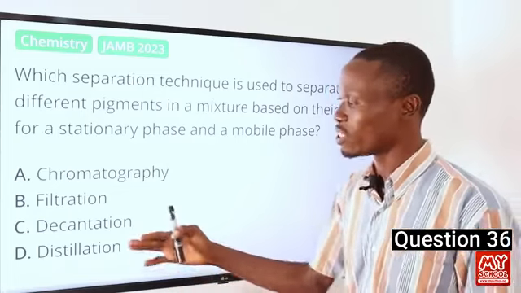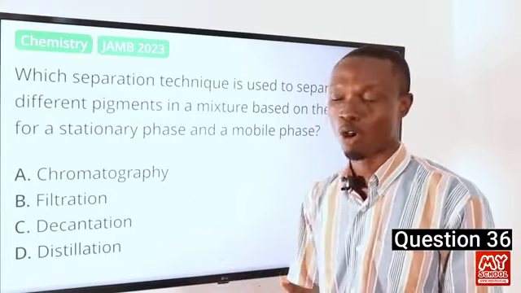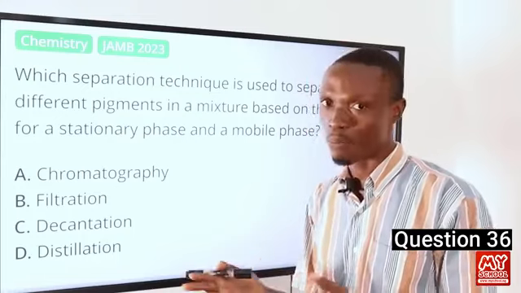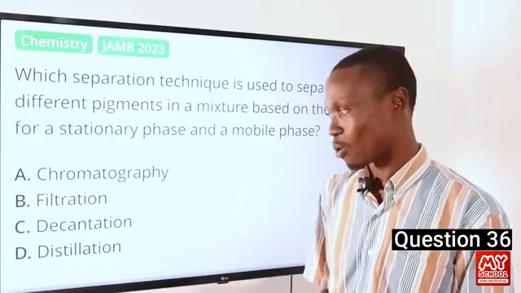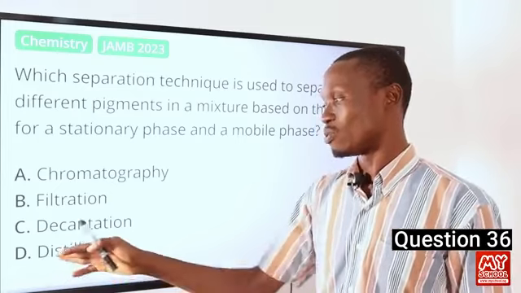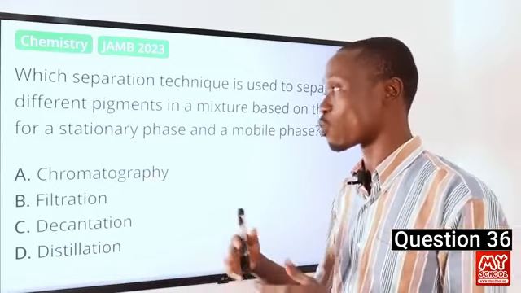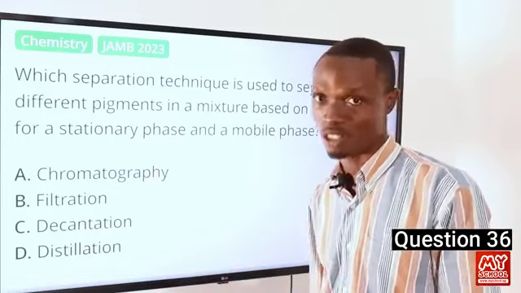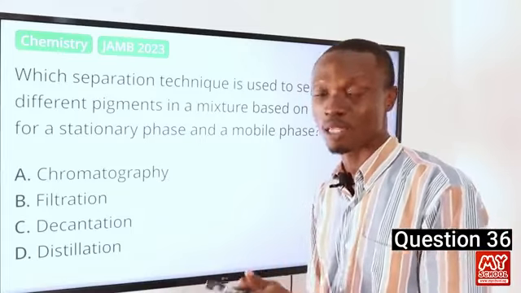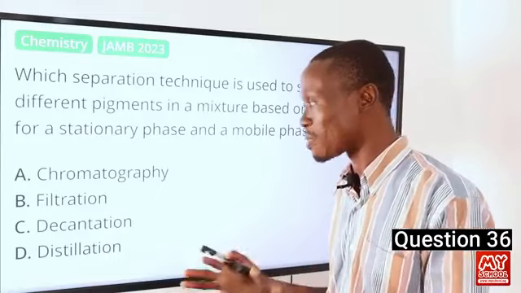Then distillation is used to separate two miscible liquids of close boiling point. For example, a mixture of water and alcohol, ethanol. We can separate that mixture using the distillation method. So the answer to this question is chromatography, because in chromatography, we take advantage of the different rates of movement of a mixture in a solution over an absorbent material.